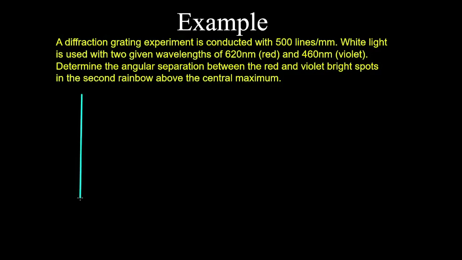A diffraction grating experiment is conducted with 500 lines per millimeter. So we have many slits or gratings where the light passes through. And white light is used with two given wavelengths, being the wavelengths of red and violet light. And we're asked to determine the angular separation between the red and violet bright spots in the second rainbow above the central maximum.